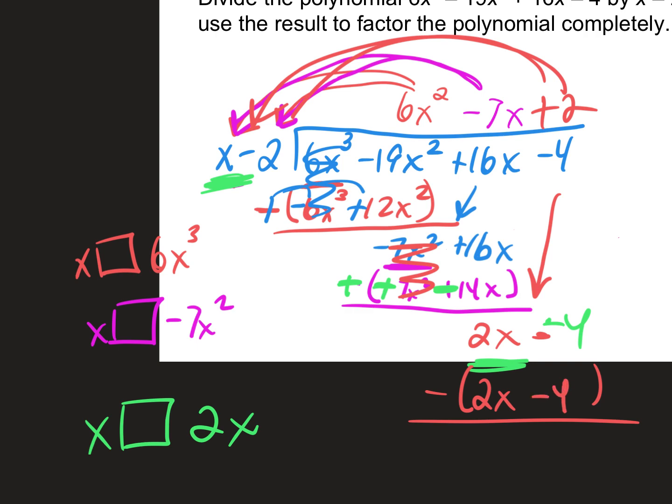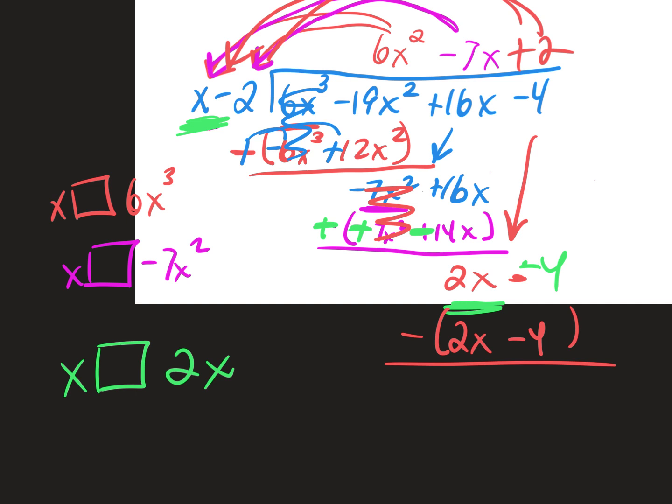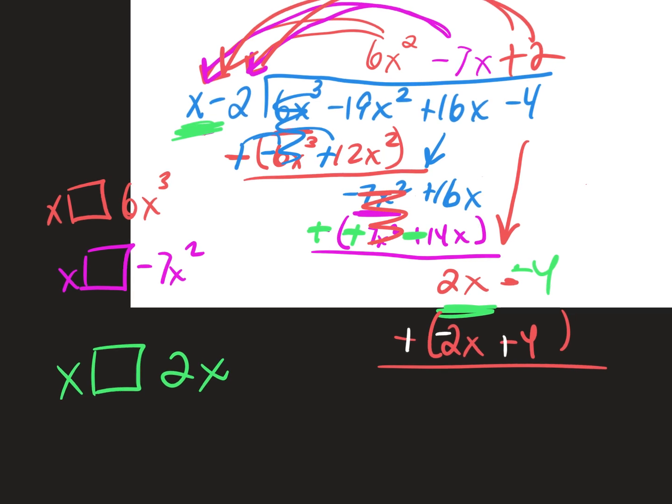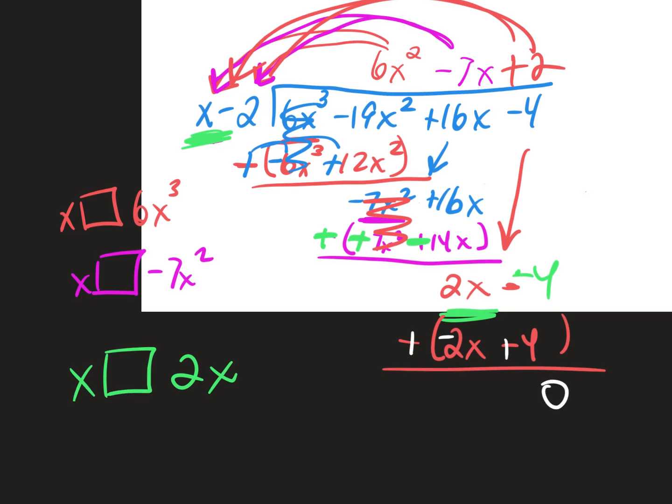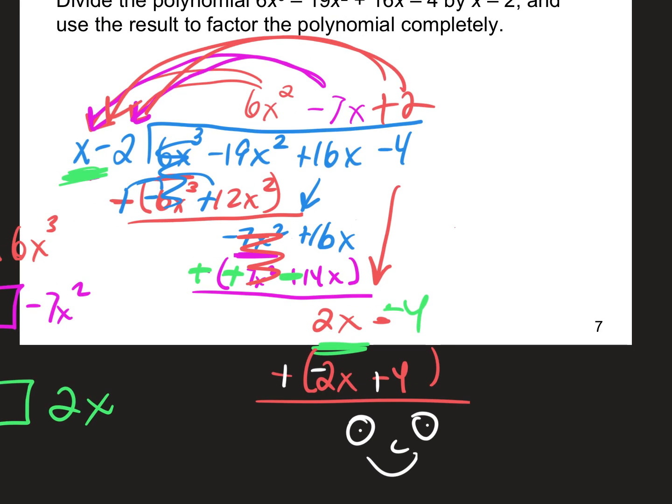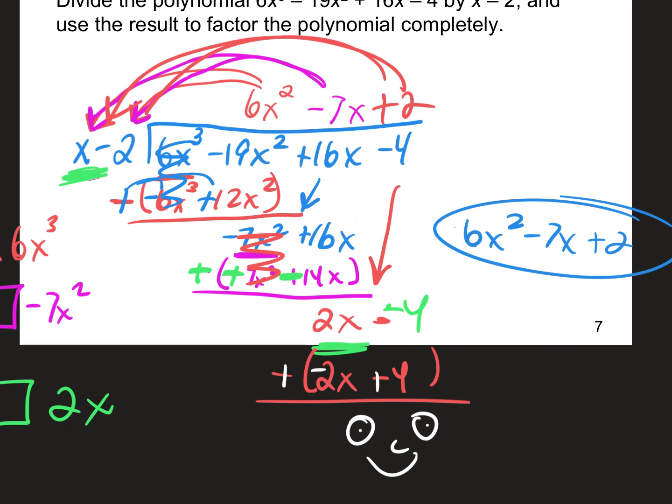Before I go ahead and say, okay, I'm just going to combine, what do I do with that negative sign? Distribute it. So change, change, change. What's negative 4 plus 4? 0. What's 2x minus 2x? 0. So what do you notice here? There's no remainder. So that's perfect. So your answer here would be 6x squared minus 7x plus 2.